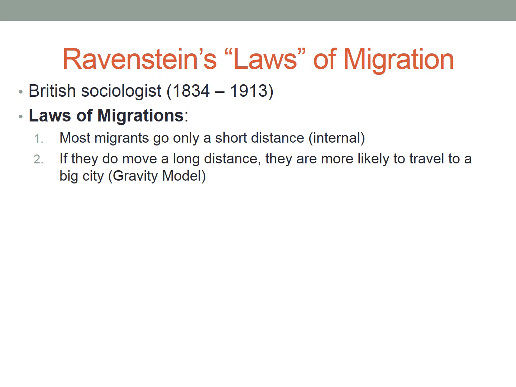The second law of migration is that if people do go a long distance, they're more likely to travel to a big city. This is a great example of what we call the gravity model. And we'll talk about this here in just a minute, but the bigger a city is, the more name recognition it will have, the more people it will have, so more chances for things like chain migration to be taking place. New York City is a great example of that.